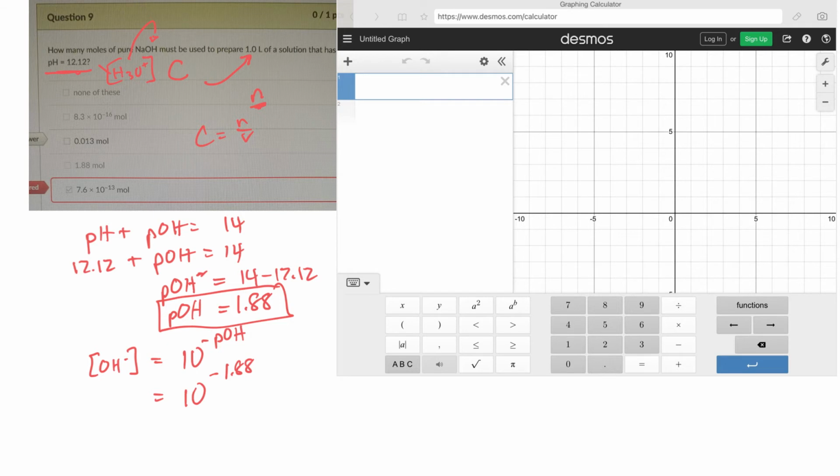Calculator. 10 to the negative 1.88. There we go. So the hydroxide ion concentration with a pH of 12.12 is fairly high, 0.0131825, etc. Now, since I'm not done the question, I'm not going to round off yet. But that's the concentration of hydroxide ions.